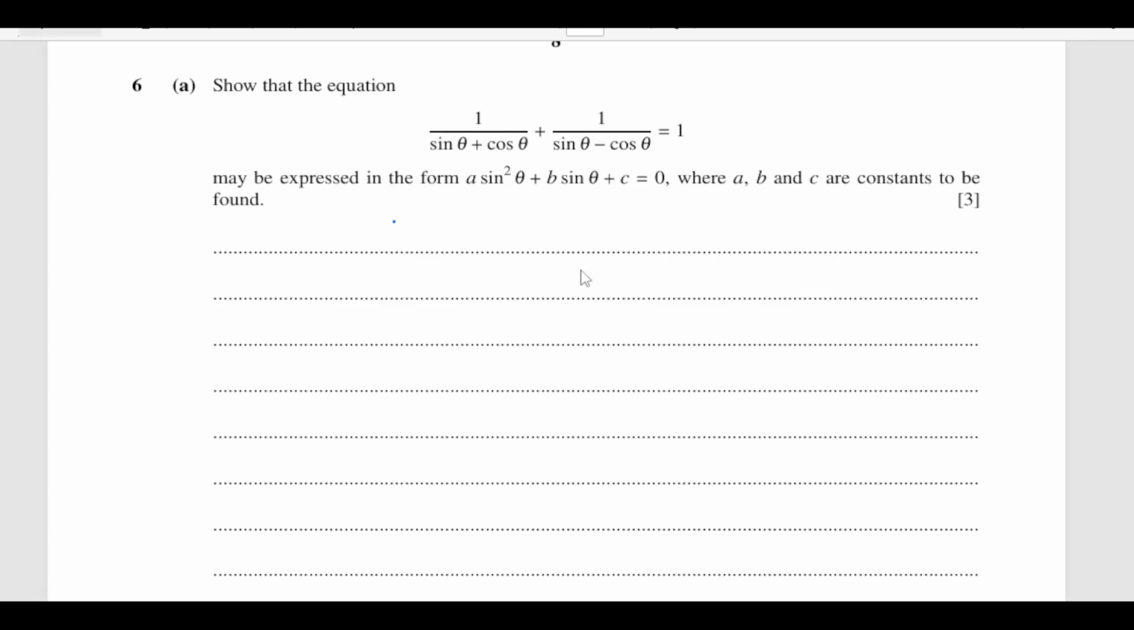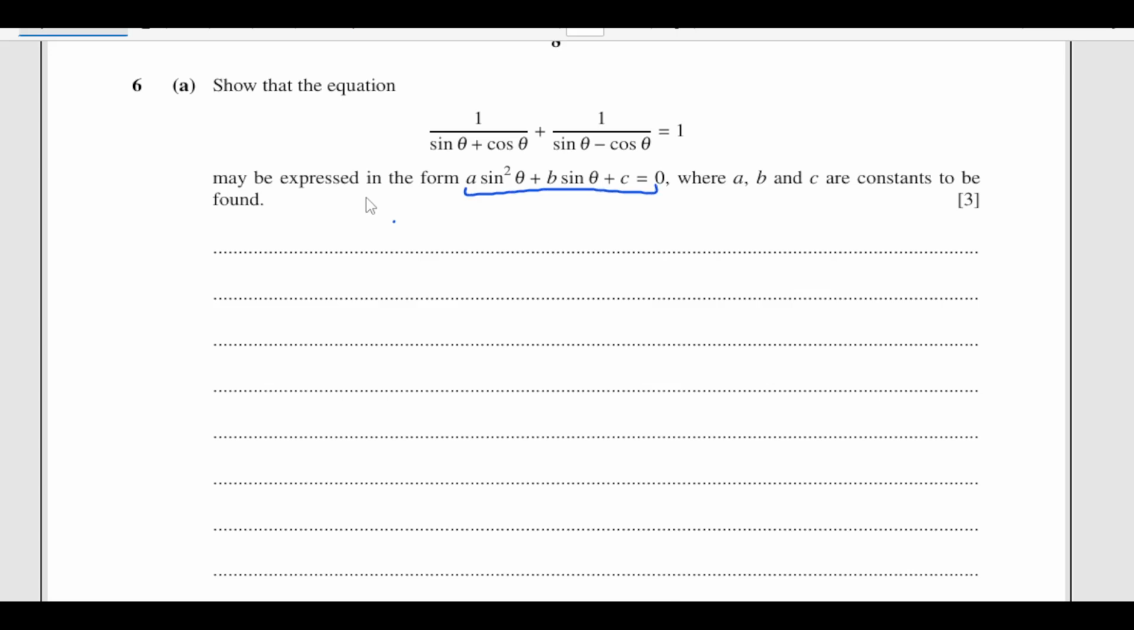So let's start here. Question number 6, we have to solve the equation, and show that this equation can be expressed in this form. As you can see, this is a quadratic in sin x. So we will change everything on the left hand side in this equation to sine, to make it similar to the answer that we need.